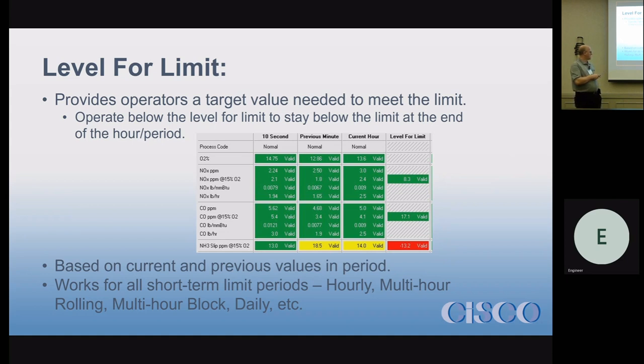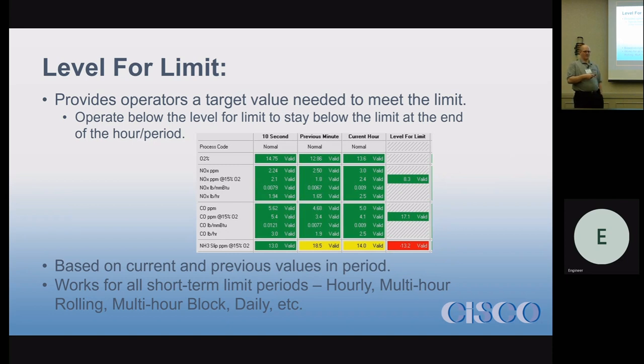As I mentioned earlier, this is actually a negative number here. Can't quite read the text on the screenshot. Because it's negative, there's nothing they can do. They've already exceeded their limit. The higher that value is, the better off you are. It means you've been operating below your limit for the majority of the hour or the majority of the period, and you have a lot of wiggle room.